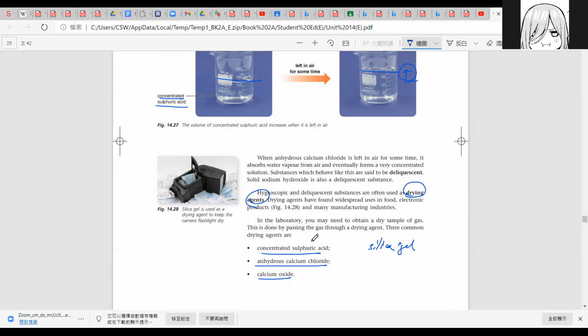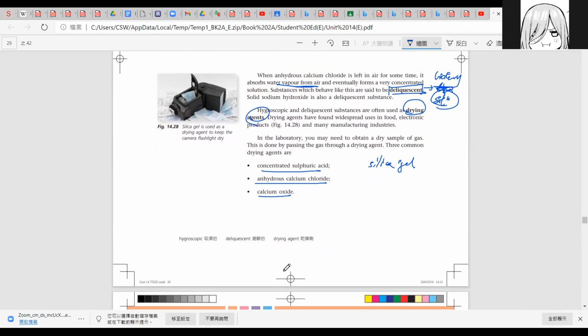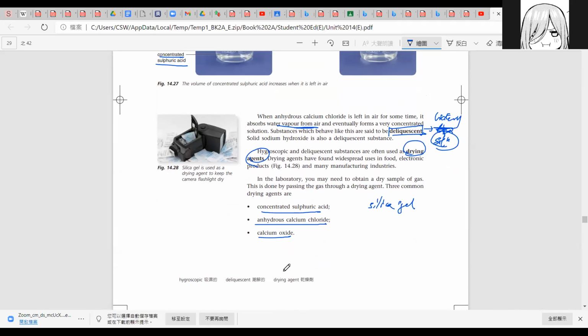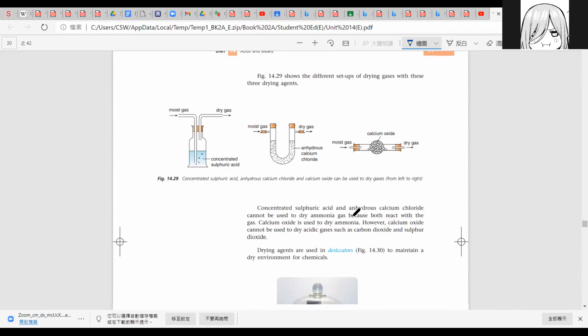And one more term that you may know is deliquescent. What does it mean? It means they will absorb the water vapor until it forms something liquidy, watery, in a solution. So we call that deliquescent. That is what you know in anhydrous calcium chloride.